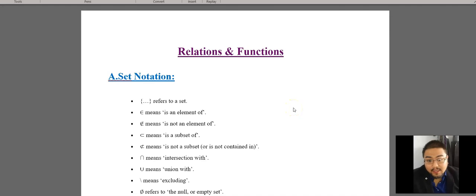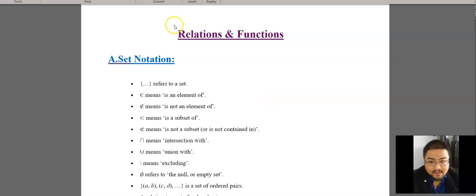Hello everyone, we're going to be looking at relations and functions. So the first chapter we're going to be looking at is set notation, and this should cover 5a. So let's look at a couple of these definitions here.